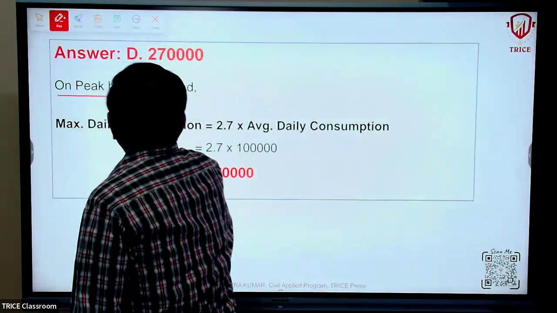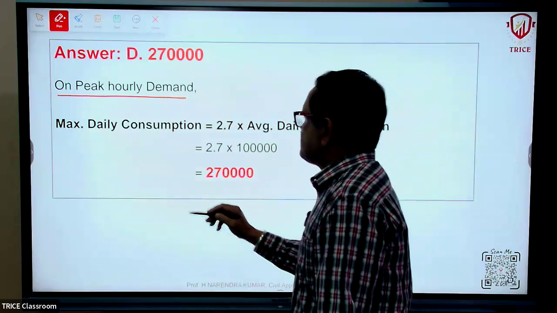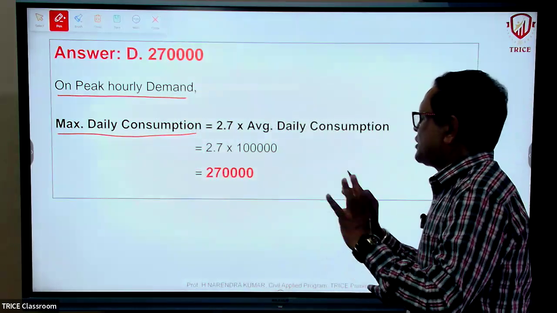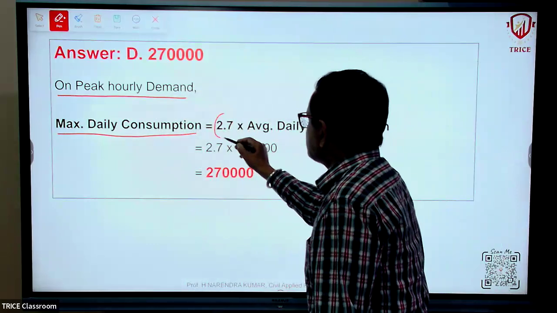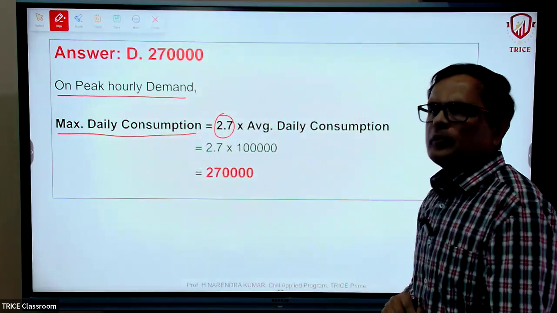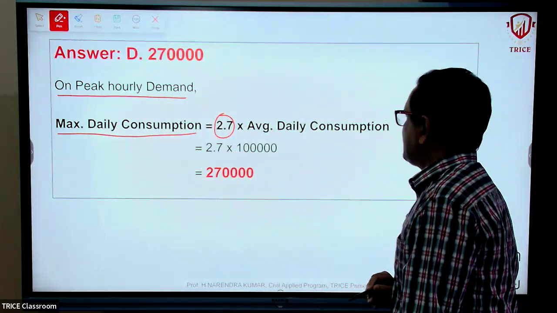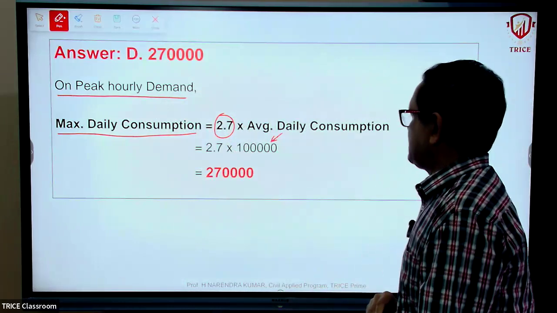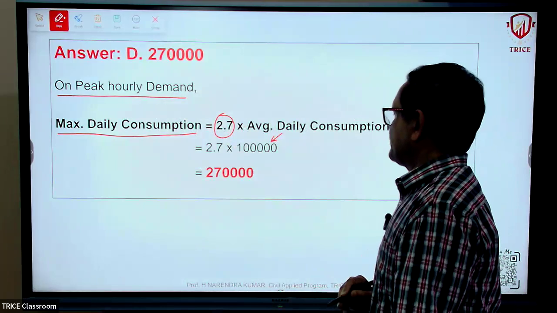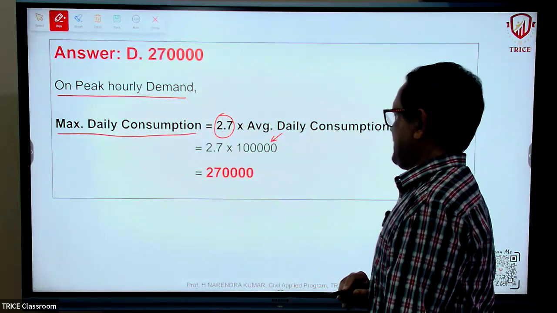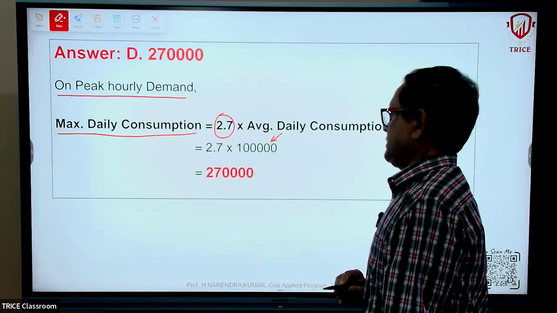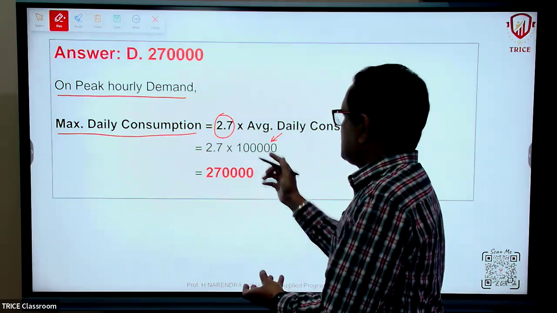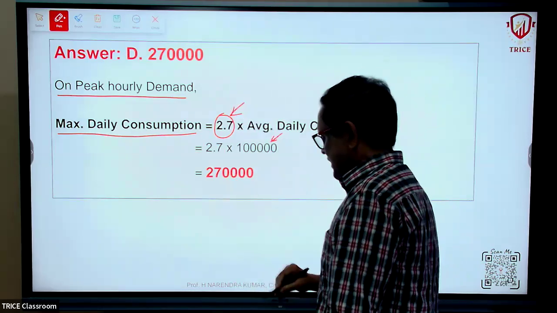So as I said earlier, on peak hourly demand, maximum daily consumption, it is also called peak demand. Okay, peak hourly demand or peak demand. So please remember this multiplying factor, 2.7 into average daily consumption. So 2.7, average daily consumption as given is 1 lakh meter cube. So the answer is 2.7 into 1 lakh, it is 2,70,000. Okay. So it's a very simple problem. Looks to be difficult, but what we need to remember is only this multiplying factor.